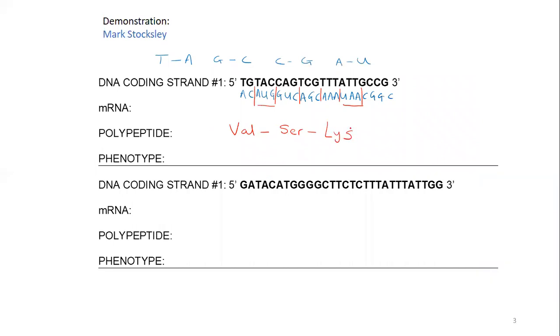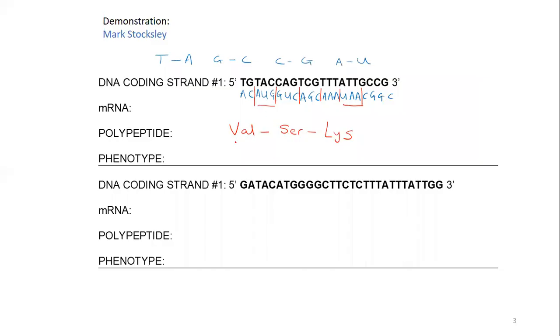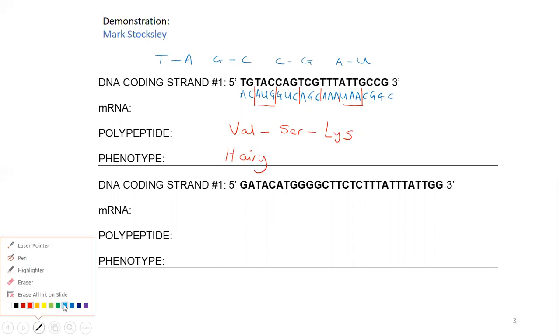Okay, so now we have our polypeptide: valine, serine, lysine. Then we can go to this little table here and see where we see valine, serine, lysine. We can see that it's gene 1, and it means that the phenotype of this particular SNORK is hairy. So our phenotype is going to be hairy, like that. It's very simple, and then we simply start again with the second gene.